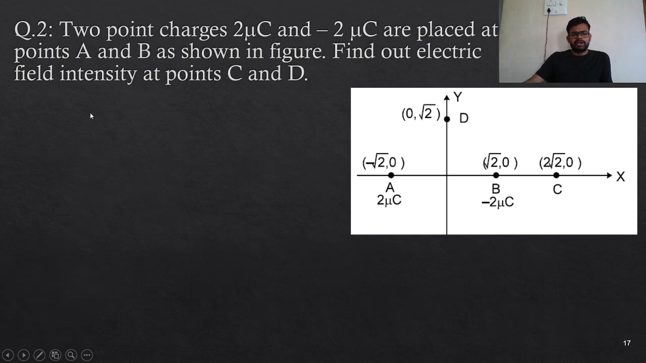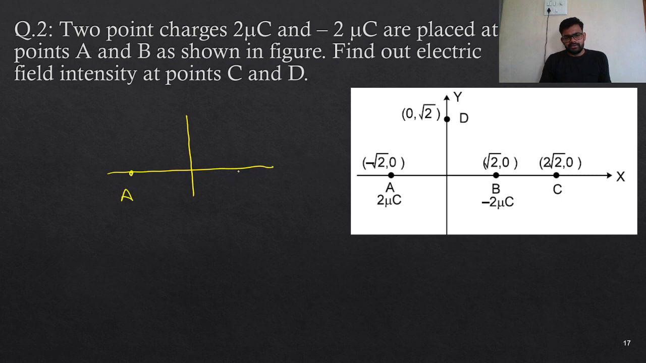Next, let us talk about the second point, that is point D. At point D I want to find the field. So I will say this is point A, this is point B, this distance is root 2, this distance is root 2, and this coordinate is 0 comma root 2, meaning this distance is also root 2. So I will draw the electric field. This is positive charge, this is positive and this is negative. Because of this, the direction of field will be like this, and because of this, the direction of field will be like this.